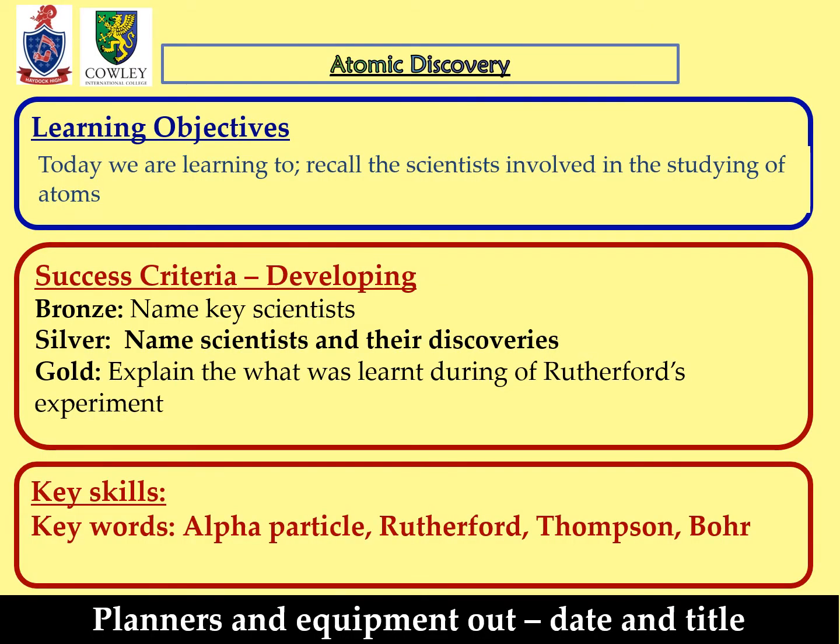Okay, so our objective today is to be able to recall the scientists who are involved in studying atoms and really who's responsible for the model of an atom that we use today. So the job today is to be able to name key scientists. We always use their surnames, so some of the surnames are on the bottom of the screen here in our keywords: Rutherford, Thompson, Bohr, amongst others. So I want you to be able to name key scientists and link their discoveries to them personally. Rutherford is one of the scientists we're going to discuss today, and the ultimate aim of today's lesson is to be able to explain the purpose of his experiment.